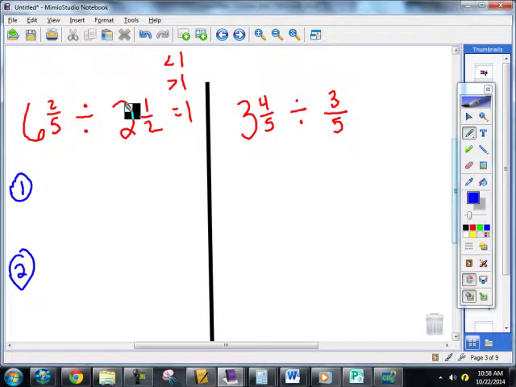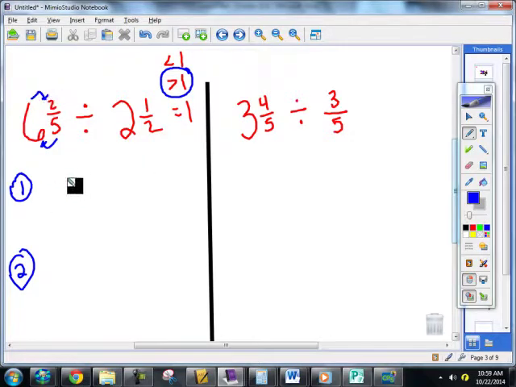Since my group size is smaller than my dividend, what's being divided, I know that this answer has got to be greater than 1. Hopefully you all said that as well. It's got to be, because your group size is less than what you have, so you're at least going to have 1 group. Okay? First step, convert them to improper fractions.